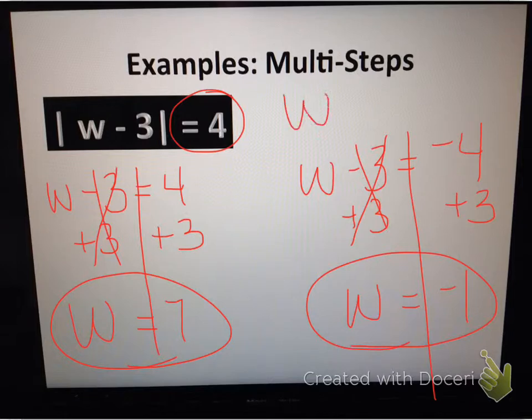Write your answer as a solution set, and double check to make sure that your answers are correct by substituting those two answers back into your problem. Pause the video and do number 7.